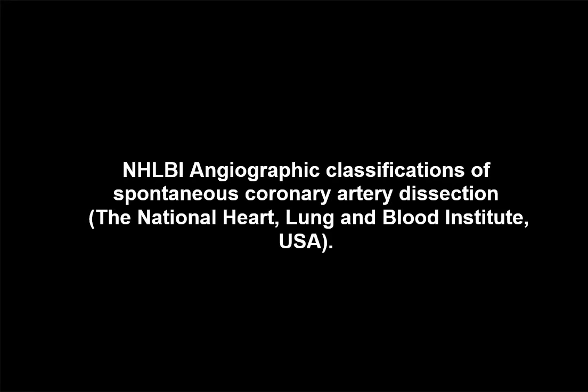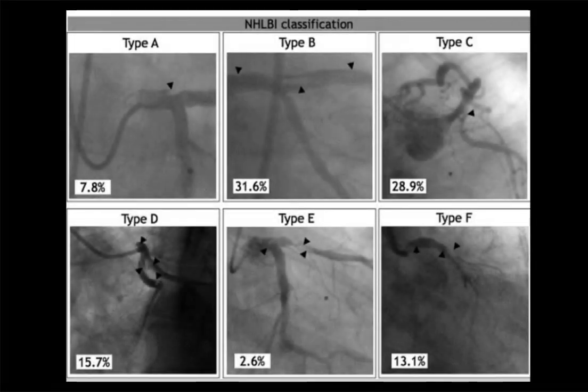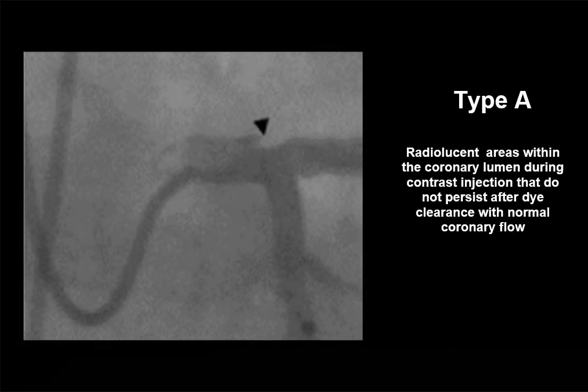One of the angiographic classifications of spontaneous coronary artery dissection was developed by the NHLBI, the National Heart, Lung and Blood Institute. According to this classification, all dissections are divided according to their type during angiography into 6 types, denoted by Latin letters from A to F.